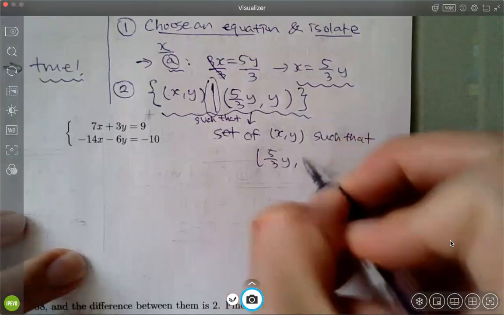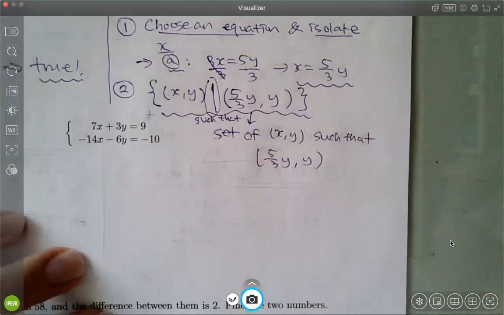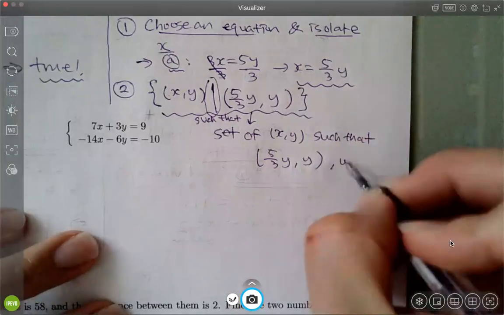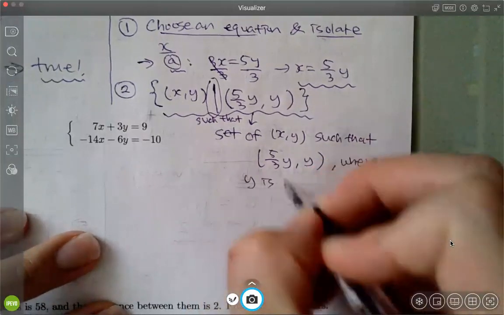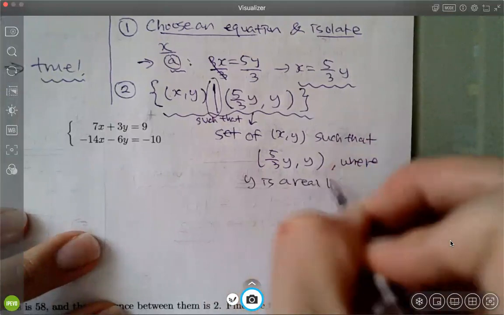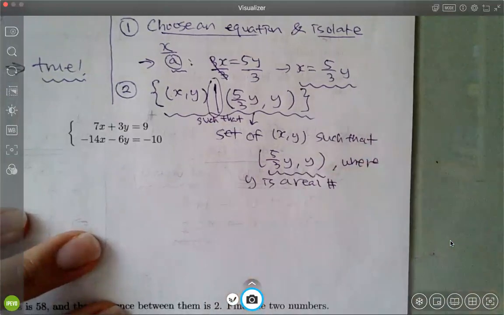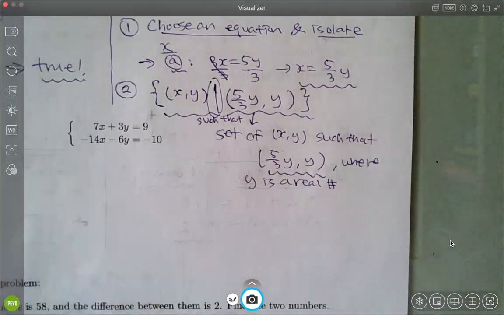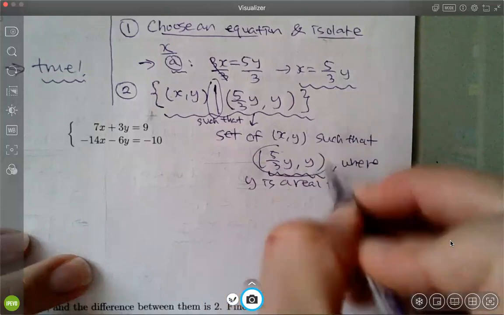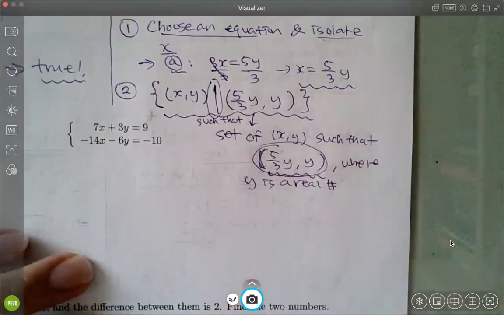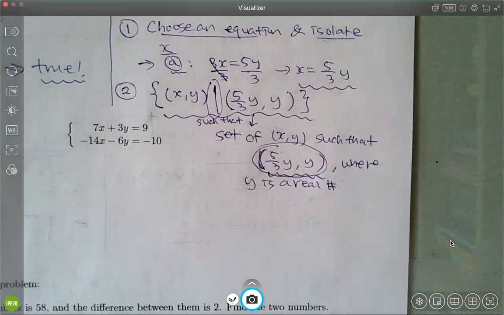So it's the set of x comma y such that (5/3)y comma y. Okay, and here y is a real number. Now why does this mean the answer is infinitely many solutions? Because our point or the ordered pair representation is (5/3)y comma y, and y is just an arbitrary number, right? So what does this even mean?